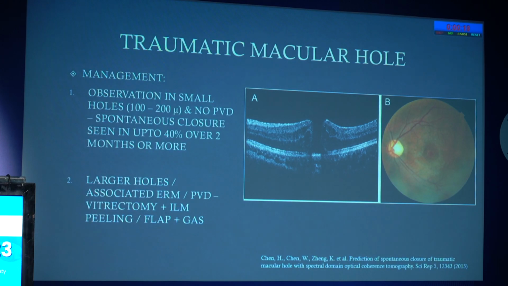Management: in a very small microhole, 100 to 200 microns, with no PVD, spontaneous closure has been seen in up to 40% of patients over 2 months. So sometimes you can closely observe some patients, but if there is a larger hole, there is PVD and associated ERM, a surgery will be required.